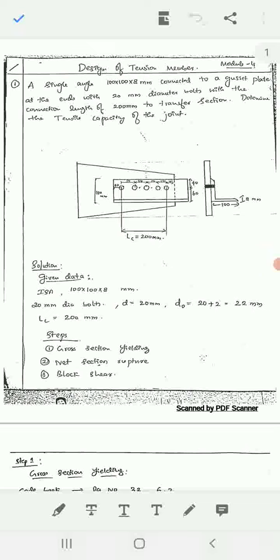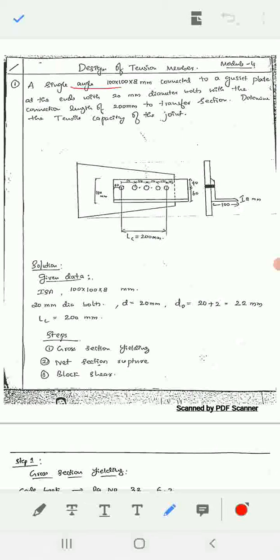Okay, anyhow, we'll start. A single angle 100 into 100 into 8 mm, connected to a gusset plate with ends with 20 mm diameter bolts, with the connection length of 200 mm. This diagram is given in the question. In this diagram, Lc is 200 mm. Lc is nothing but the bolt to bolt dimension, last bolt to first bolt, that is 200 mm.